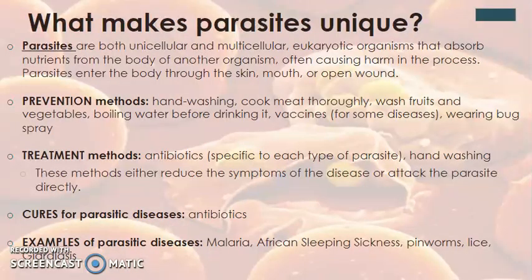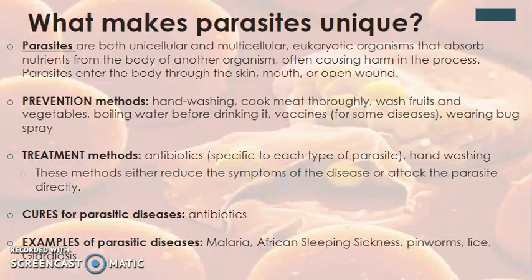And lastly, parasites. Parasites are both unicellular and multicellular. They're single-celled organisms or multicelled organisms that have a nucleus, and they absorb their nutrients from another organism. So they steal nutrients from another organism and cause harm in the process. And parasites often enter the body through the skin, mouth, or an open wound. So again, washing your hands, cooking meat thoroughly, washing fruits and vegetables, boiling your water, especially if you're a Boundary Waters kind of person, or not drinking from streams.